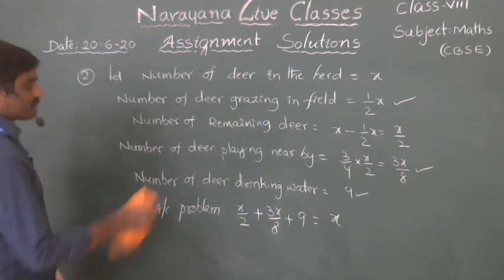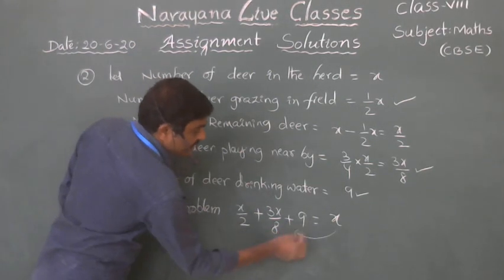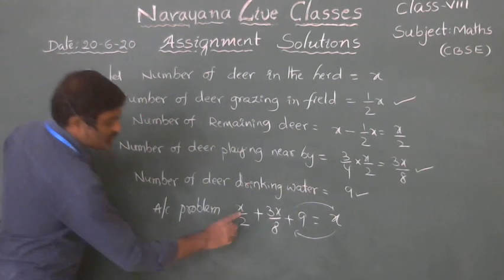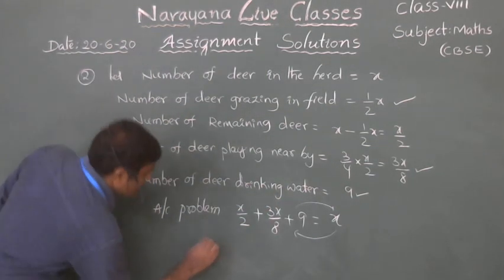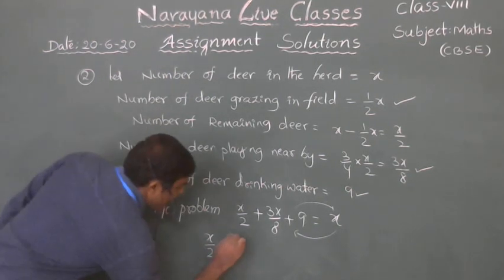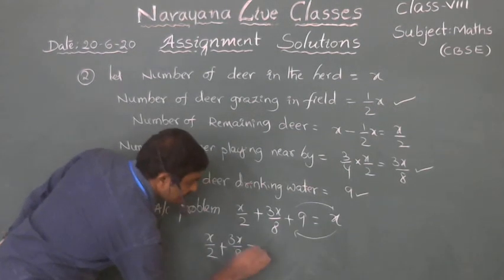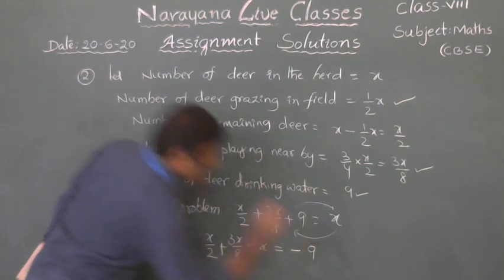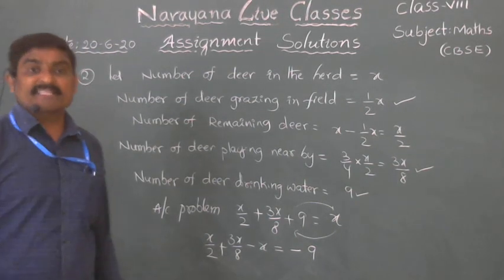Okay, see that. On the left-hand side, this x will be transposed to the left side, and this 9 will be transposed to the right side. Another way, these two terms can be transposed to the other side; in that way also you can do. So first, x by 2 plus 3x by 8 minus x is equal to minus 9. Now all the variables are on one side and constants are on the other side.